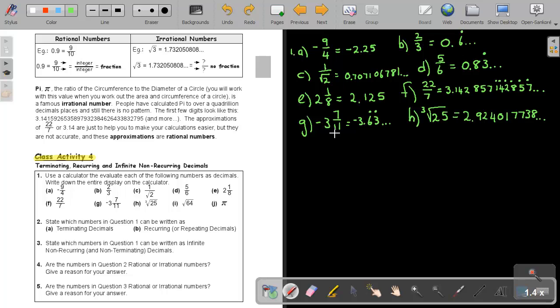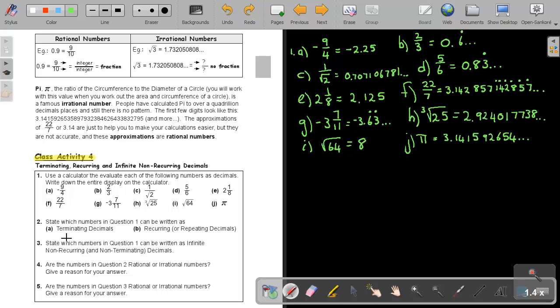Okay. And then number I was 64, an easy one, so it stops, it's just 8. And then number J, remember pi, and it's actually just 3.141592 654, and remember it's continuing.